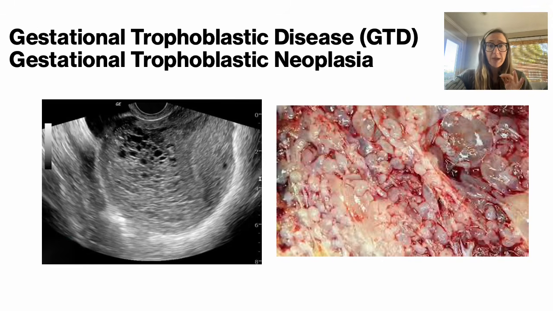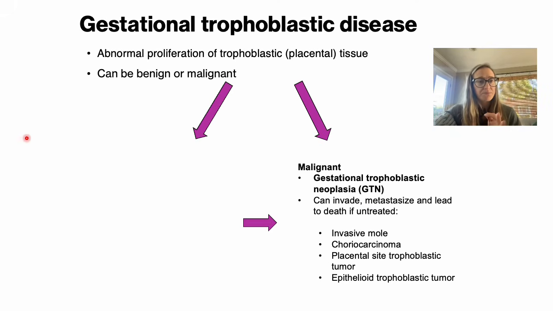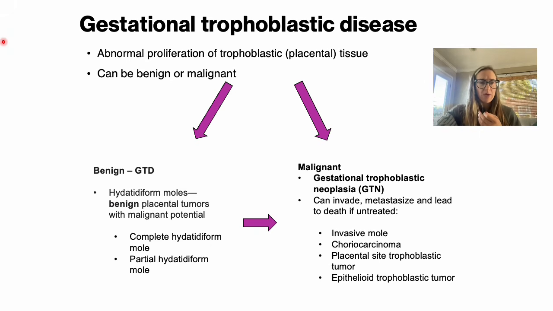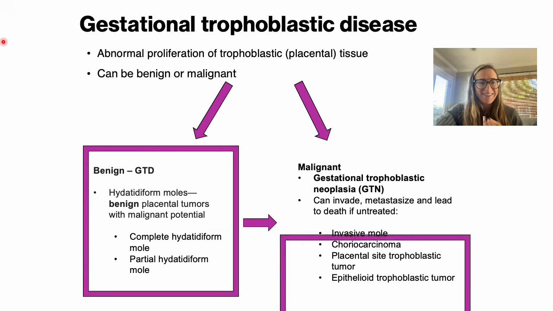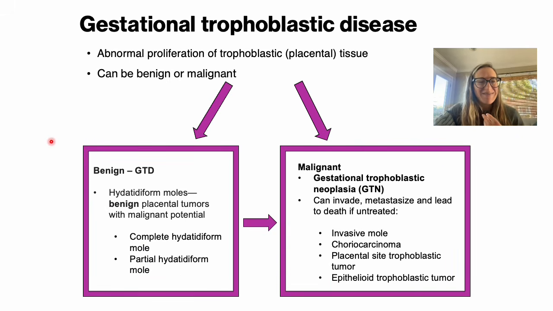Okay, gestational trophoblastic disease or gestational trophoblastic neoplasia. So this is an abnormal proliferation of placental tissue. This can be benign or malignant. So benign we call gestational trophoblastic disease. Malignant is gestational trophoblastic neoplasia. In the benign categories, we can have hydatidiform moles, complete or partial. And then under the malignant categories, we have invasive moles, choriocarcinomas, placental-site trophoblastic tumors, and epithelioid trophoblastic tumors.